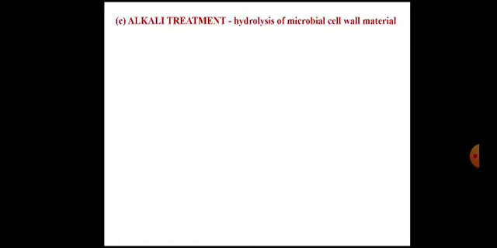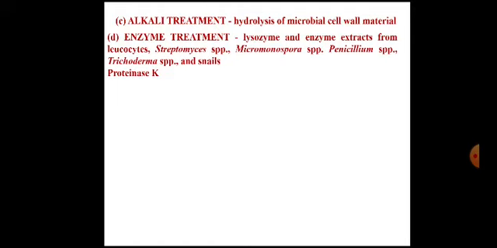Then another method is treatment with alkali. Alkali treatment will bring about hydrolysis of the microbial cell wall material. And finally, the last treatment, which is a costly technique because it needs the use of enzymes, is enzyme treatment. Enzymes are costly material. So generally for research purposes, when cell lysis is required, enzyme treatment may be an affordable option, but not for the treatment of microbial slurry in big volumes.